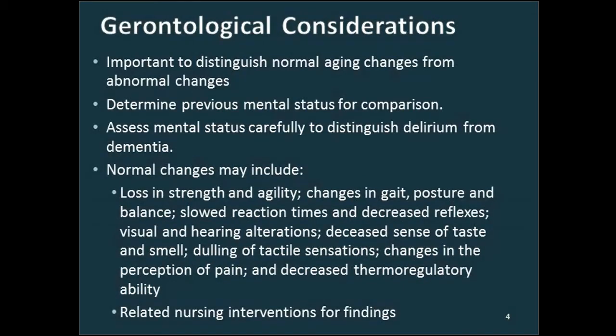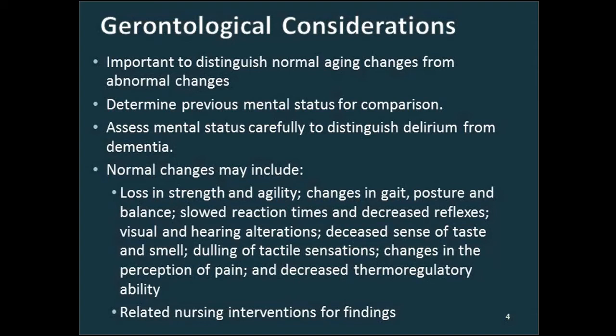Some age-related considerations for the central nervous system. Very important to identify normal signs of aging from abnormal changes. Okay? A lot of times a person's memory declines as they age, but you need to distinguish, is that just a normal change to the nervous system, or is there some pathology involved there? So really to start with, you've got to assess their baseline. What was their previous mental status? You've got to have something for comparison.